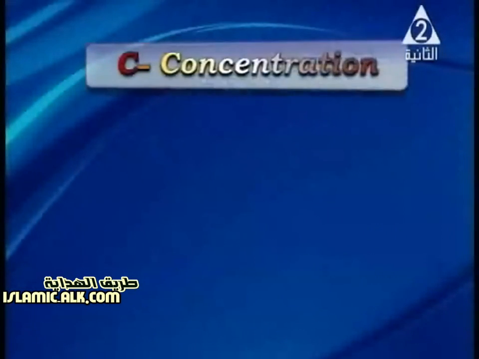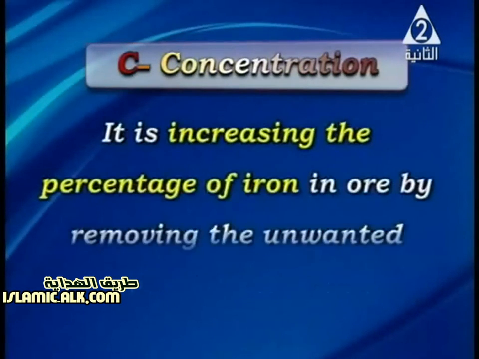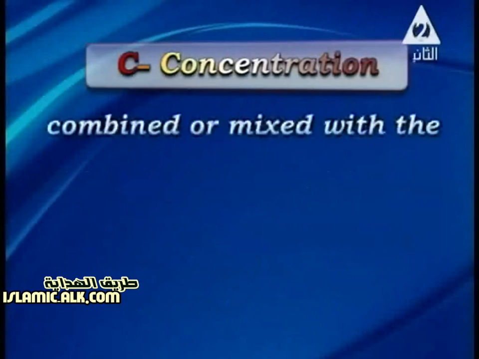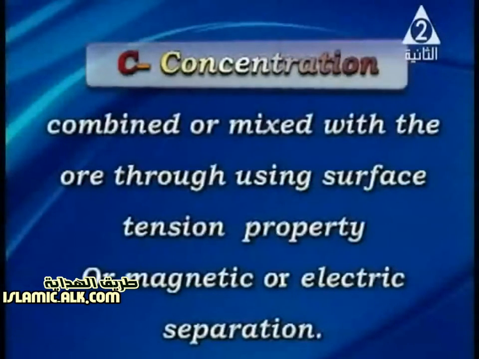The third step in order to improve the physical and mechanical property of the ore in ore dressing is concentration, where we increase the percentage of iron in the ore by removing the unwanted impurities that are combined or mixed with the ore through using surface tension property or magnetic or electric separation, as the following animation shows.